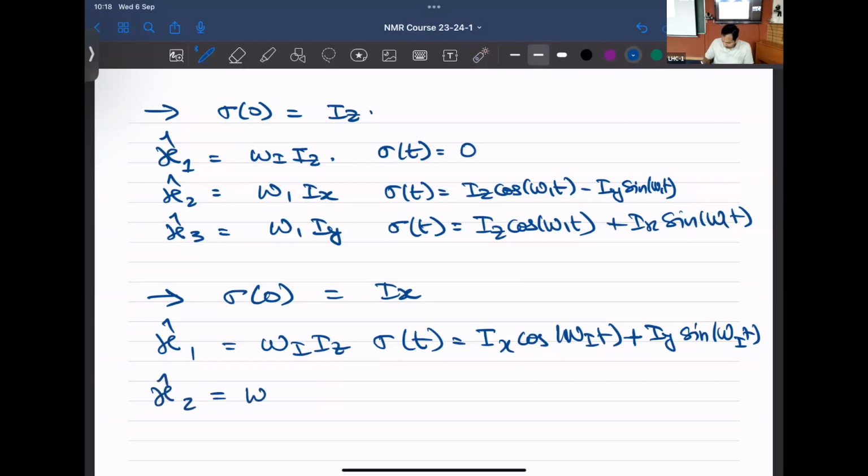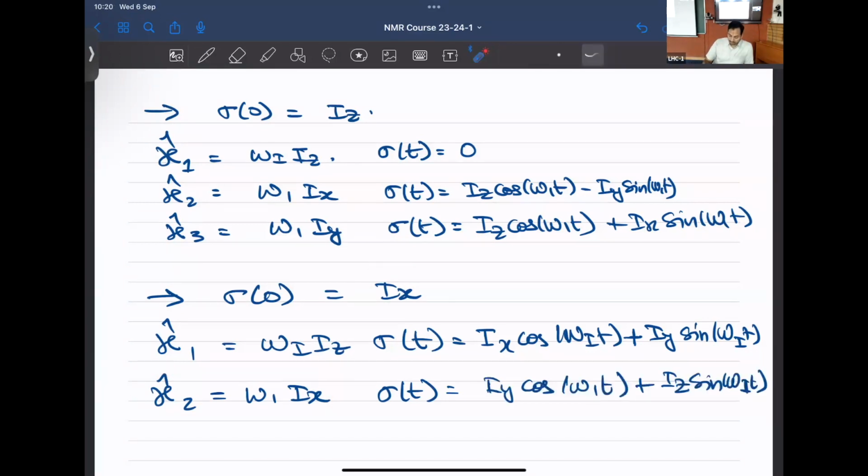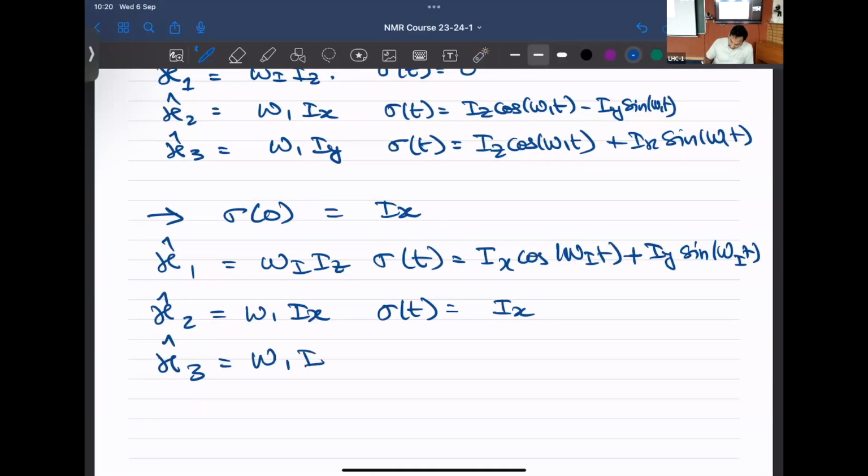Thank you. So now let's go to omega 1 Ix. You're starting with the initial density matrix along Ix, and your Hamiltonian is omega 1 Ix. Therefore, sigma of t is going to be equal to? Okay. Therefore, if the Hamiltonian is omega 1 Iy, what should be sigma of t if you started with Ix? Ix cos omega 1t.